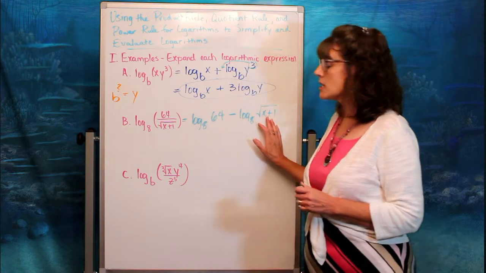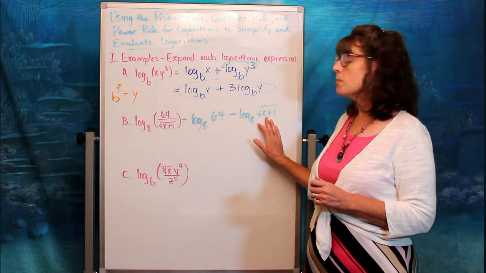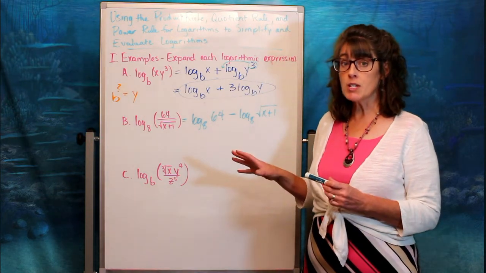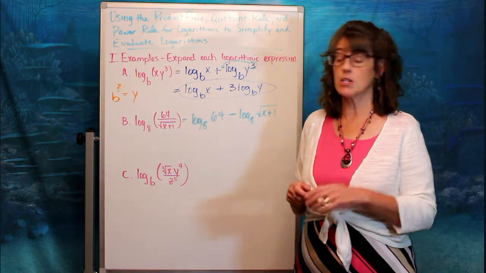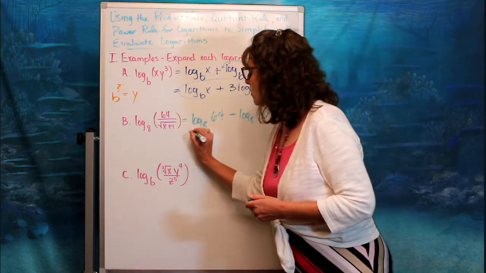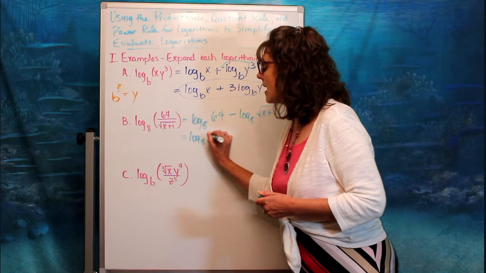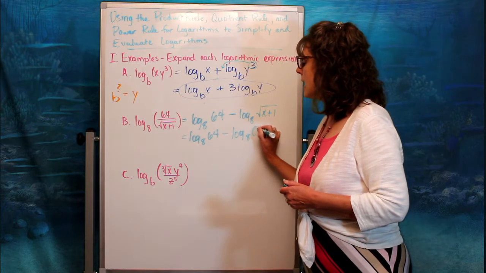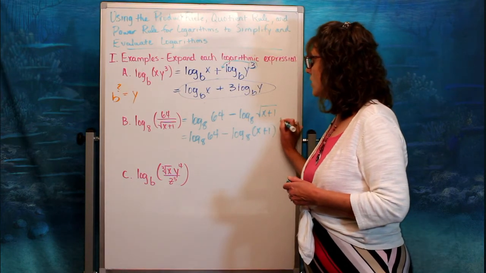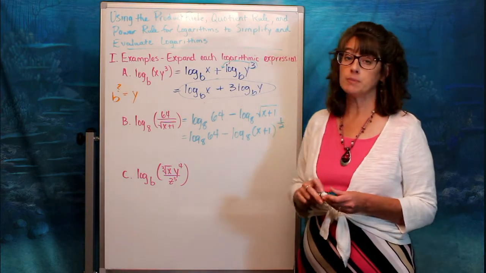Now, this x plus 1, remember a square root is the same thing as a rational exponent. So in other words, that square root is going to be the same thing as an exponent of 1/2. So I'll have log base 8 of x plus 1 to the 1/2 power.